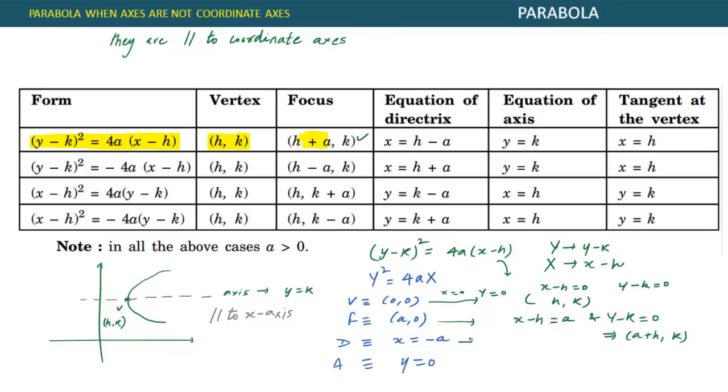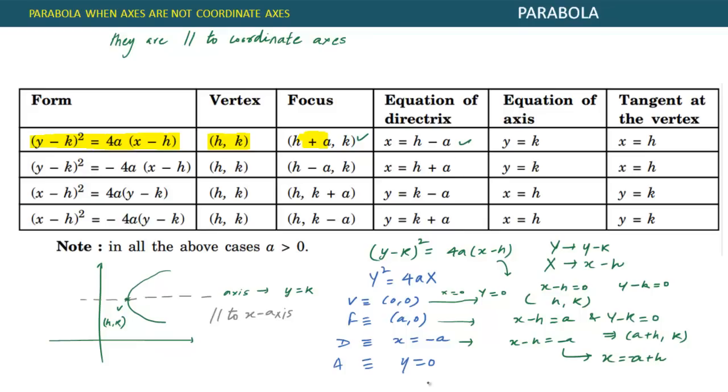For the directrix, it only contains what? X. Replace x by what? X minus h. So it is x minus h is equal to minus a. This gives you the answer x is equal to, oh sorry, minus a plus h.